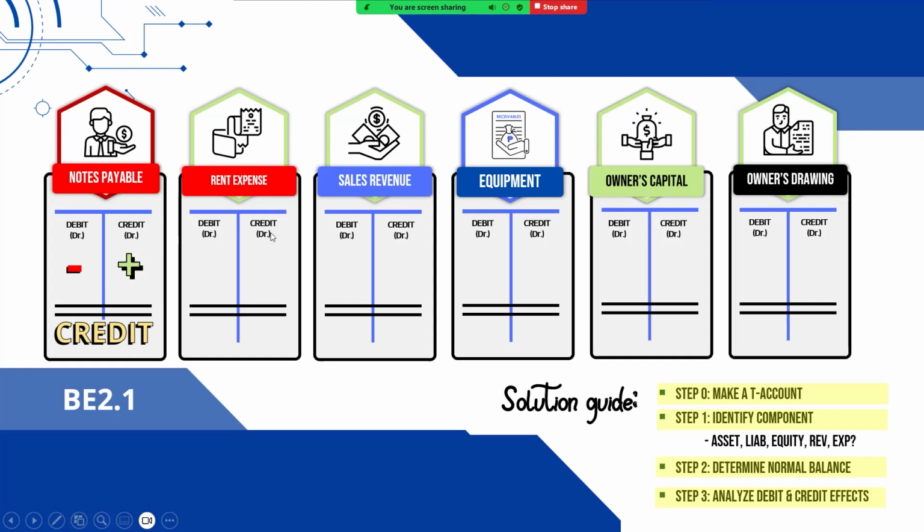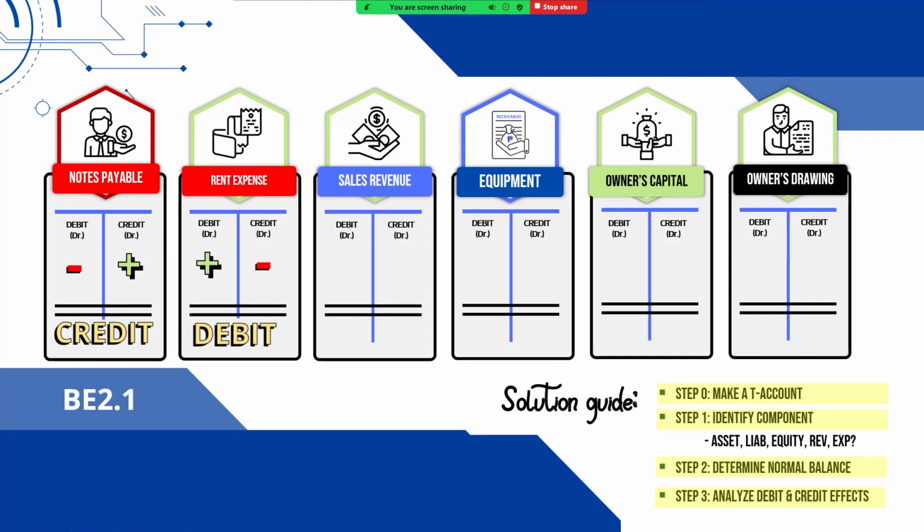Next would be rent expense. Rent expense would be under expenses, and like what we mentioned, the normal balance of a rent expense would be a debit. So if it follows debit, it's an increase, and then credit would be a decrease. On the other hand, revenue would be the opposite of expenses.